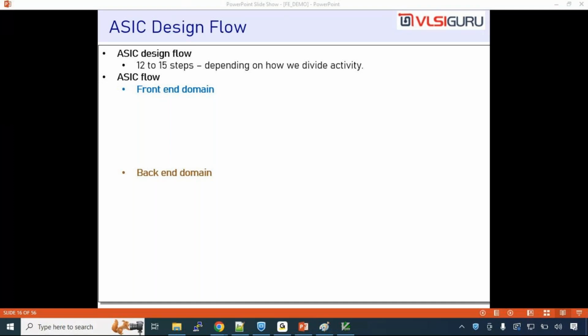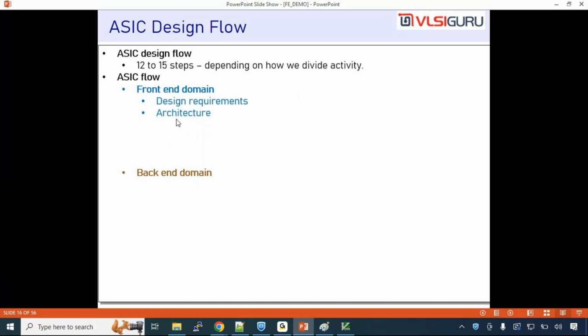These 12 to 15 steps are majorly divided into two parts. What is the first one? Front end domain. What is the second part? Back end domain. So what is there in the front end domain? It starts with what? Requirements. You see, it's similar to house construction. After requirements, whom did you go to in the house construction phase? You went to the architect. Here also, requirements will go to whom?